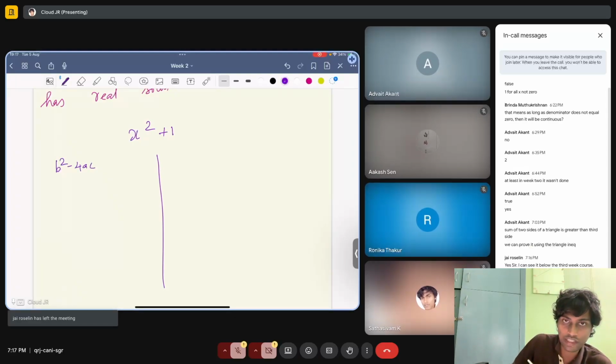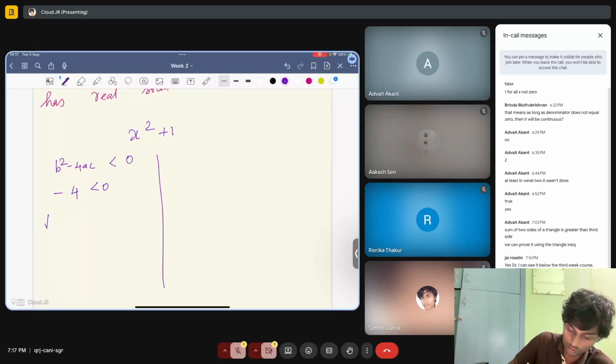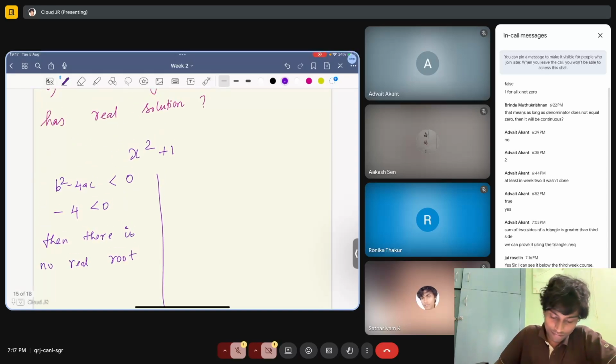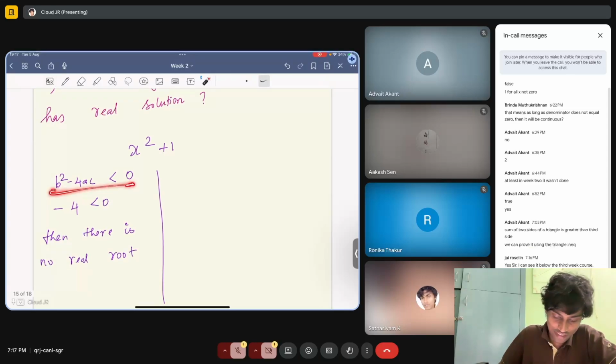If you find the discriminant, what you will get? b square is 0, 4ac is minus 4, so b square minus 4ac is less than 0, right? If b square minus 4ac is less than 0, then there is no real root, because it is a quadratic polynomial. For a quadratic polynomial you can apply this, but of course, this is not very convincing. If you don't want to assume this, we can prove it, let's say, geometrically.